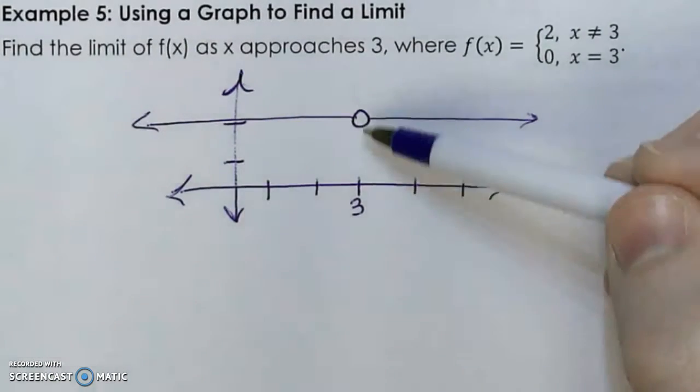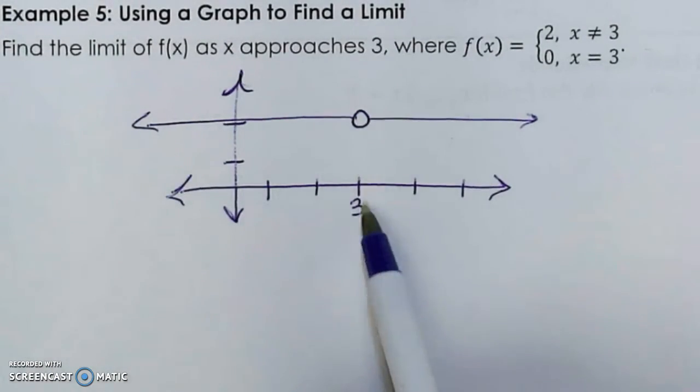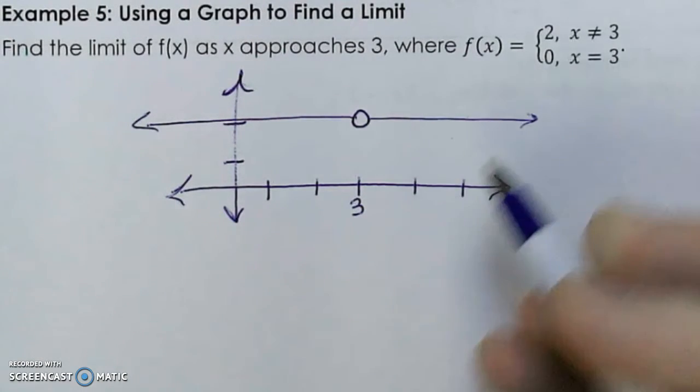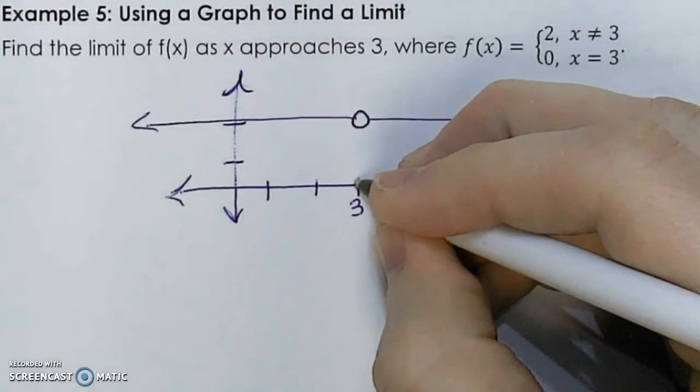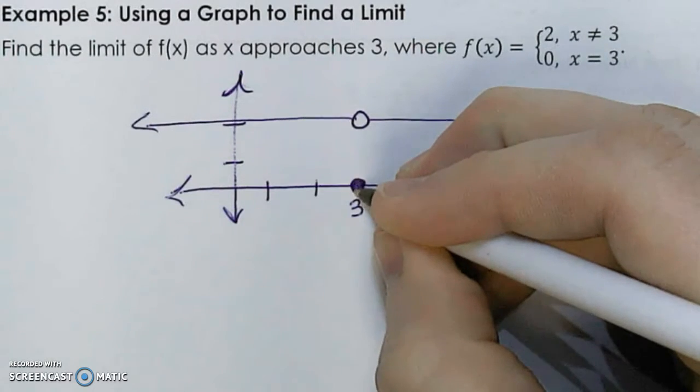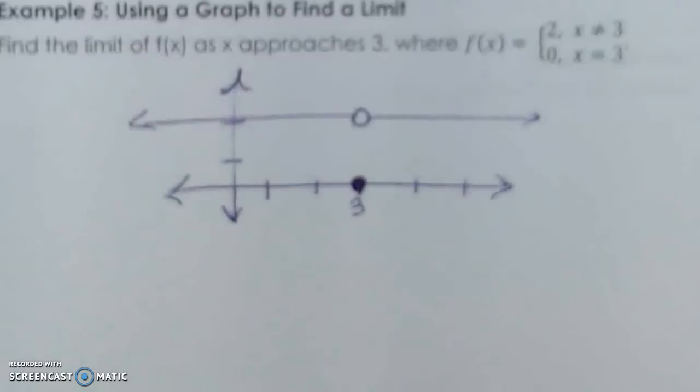So I put a hole at 3. It's always 2 except for at 3. And then at 3, the answer is 0. So at 3, we put a filled in point at 0. That's what it actually is. And so that's what the graph looks like.